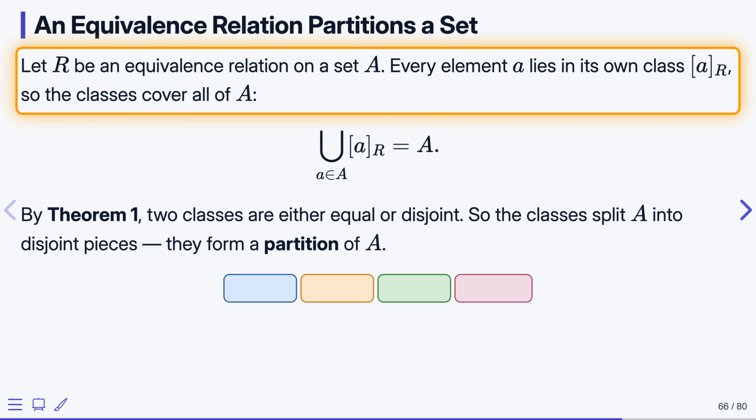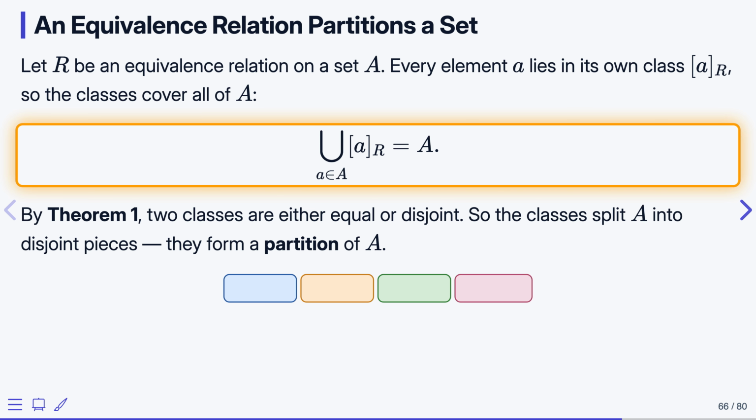Now why an equivalence relation makes a partition. Let R be an equivalence relation on a set A. Take any element A. It is always related to itself, because R is reflexive, so it sits in its own class. That means every element belongs to some class. Put together, the classes cover the whole set A.